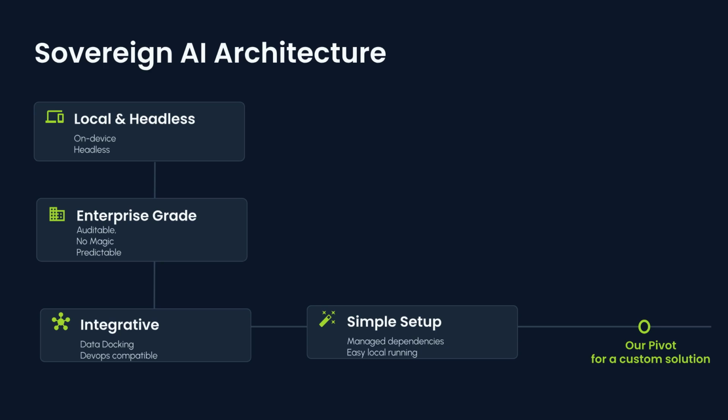To make our solution viable for businesses, we established strict requirements. It had to be fully no magic in its execution, DevOps compatible, and simple enough for non-technical users to run. Although we initially tried building on top of Ollama, it proved to be too slow and unpredictable, so we pivoted to writing custom integrations directly on top of llama.cpp to achieve a fast, stable, and secure local runtime.